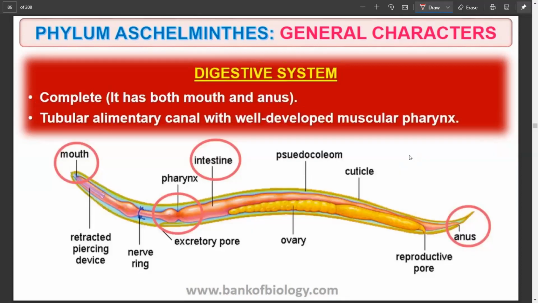Now when we talk about the digestive system, it has both the mouth and anus, as we said earlier, and it is a complete digestive system. There is a muscular pharynx, along with, see, this particular part is your mouth, which leads to the muscular pharynx, and from there you have the intestine, and then the anus. So it is a complete digestive system. What else you see here is the presence of a nerve ring. That means there is some sort of development of the neural system here, some development toward the brain in the higher organisms.